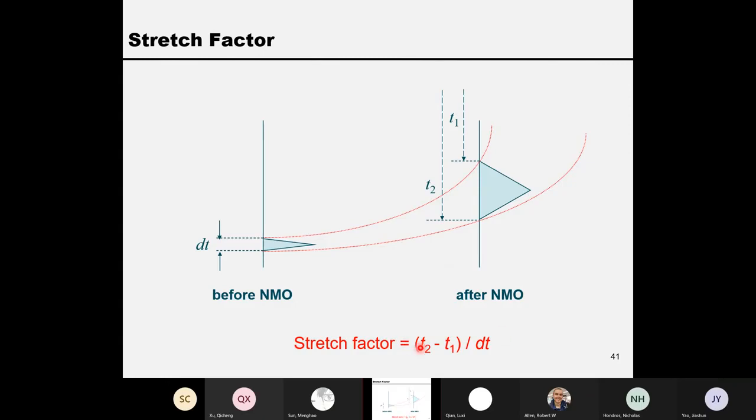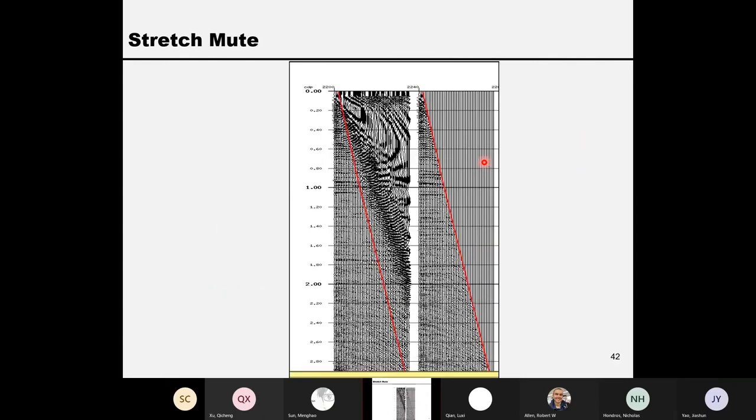For the postgraduate students, if we can invent something that also does NMO but does not have such a stretching factor, that would be absolutely advanced technology. Right? That's a research direction. Now let's see it that way.